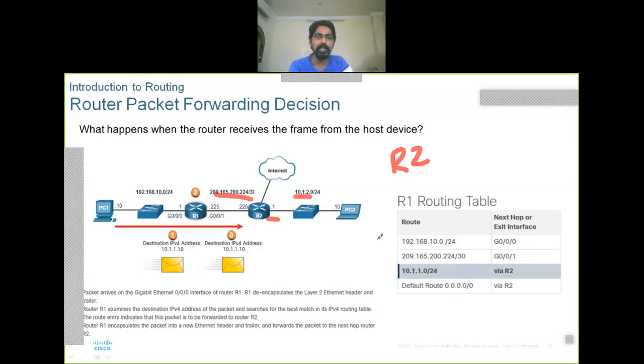209.165.200.224/30, on which interface? Consider G0/0/0. Right. Next, one more network address is there. It is given by R1. It shares its address or a network address.